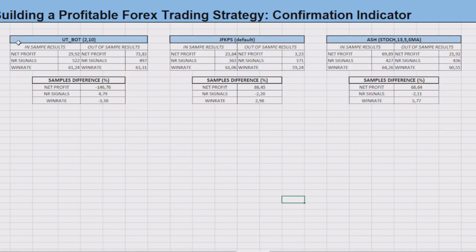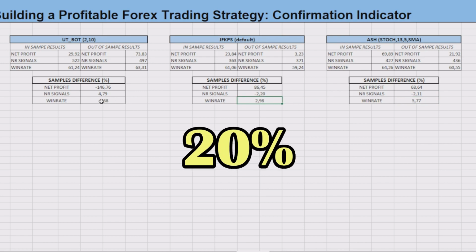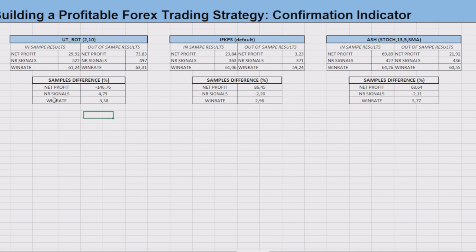And here we have the results of both samples of the 3 best tested indicators side by side. As I mentioned several times throughout the crypto strategy series, for an indicator to be consistent, it should not have a difference greater than 20% when comparing stats. And in this case, as we are still only evaluating the performance of the confirmation indicator, we should only look at the win rate stat difference. And as we can see, the 3 indicators respect this rule and prove to be quite consistent. But since we only want one, then we have to evaluate other metrics.